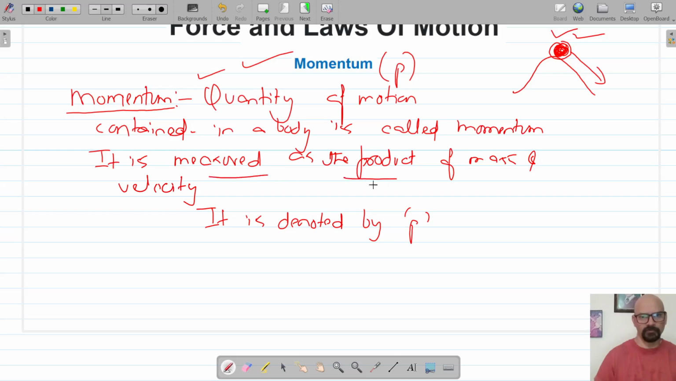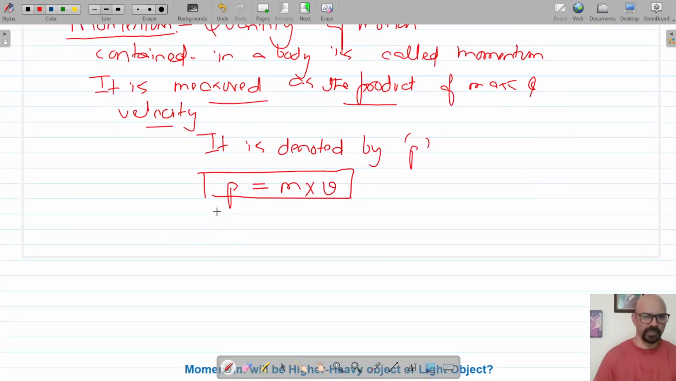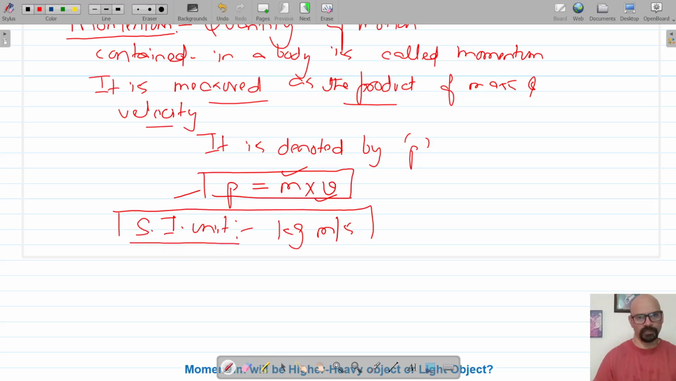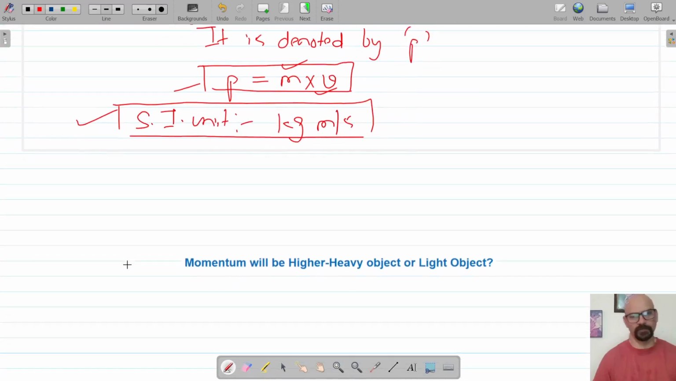Now we have to measure it, it is the product. So p is the product. Momentum is the product of mass, which is denoted by m, and velocity, which is denoted by v. So momentum is equal to the product of mass and velocity. And from here, we can write down its SI unit as well. SI unit of mass is kg, from the formula itself, and the SI unit of velocity is meter per second. So the SI unit of momentum is kg meter per second.